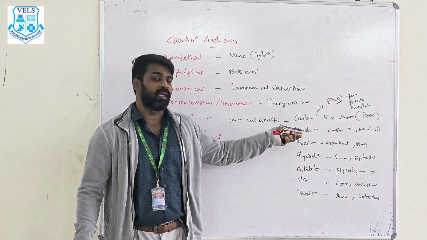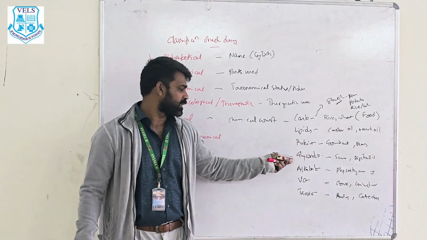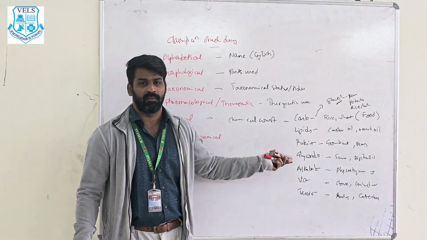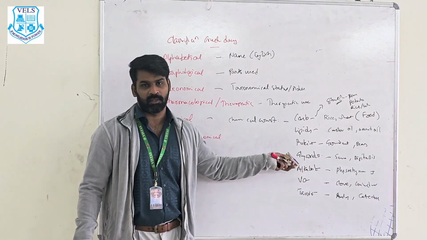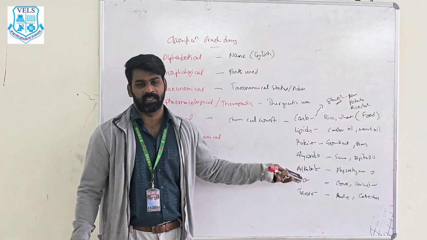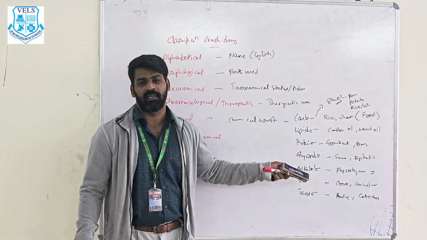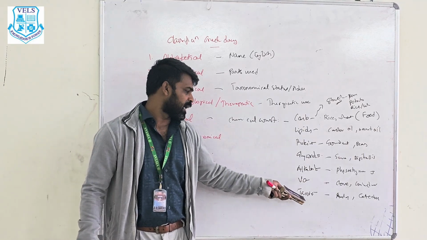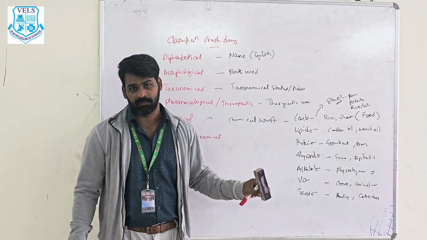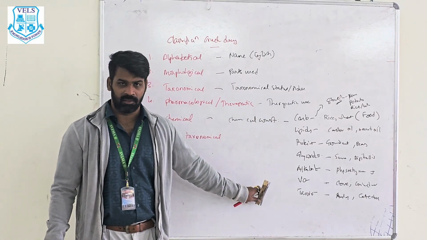Now lipids, like castor oil, coconut oil, you already know. Proteins: groundnuts, peas, etc. Glycosides: senna, Cassia angustifolia, Cassia fistula, Digitalis purpurea. Alkaloids: Physostigma, jaborandi. Volatile oils: cloves, fennel, coriander, whatever volatile oils. Tannins: amla and catechu. So there are different kinds of chemical constituents present in crude drugs.